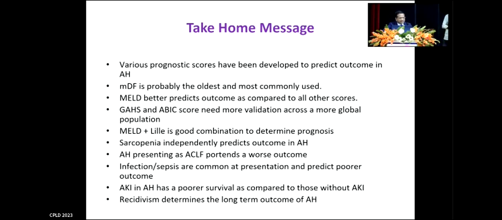Non-liver parameters like sarcopenia independently predict outcome in alcoholic hepatitis. Alcoholic hepatitis presenting as ACLF portends a worse outcome. Infection and sepsis are common at presentation in alcoholic hepatitis and predict a poorer outcome. AKI in alcoholic hepatitis has a poorer survival as compared to those who don't have AKI, and recidivism determines the long-term outcome of alcoholic hepatitis.